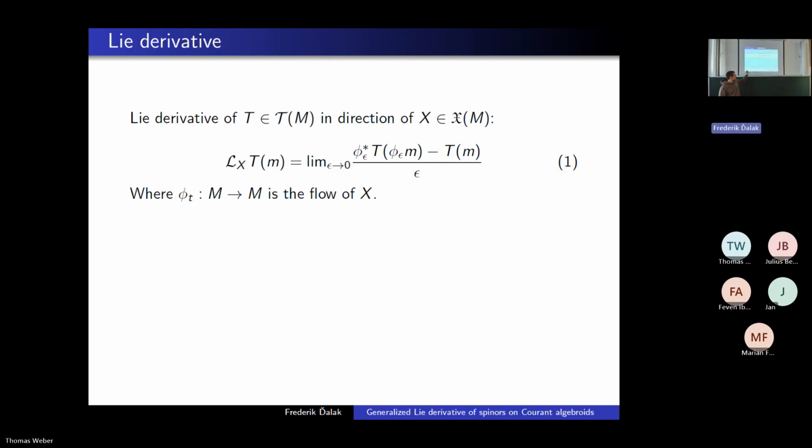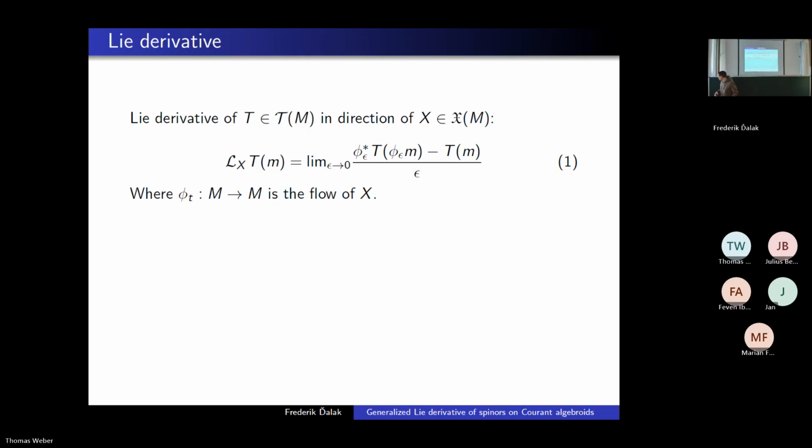Then you compute the pullback again by the vector field flow. This gives you a value, again a tensor at the original point m, and then you compare it, right? You compute the difference between this value and the original value of the tensor at the point m. And so this difference to the first order in epsilon gives you, by definition, your Lie derivative of the tensor field, right? So this is a very well-known formula.